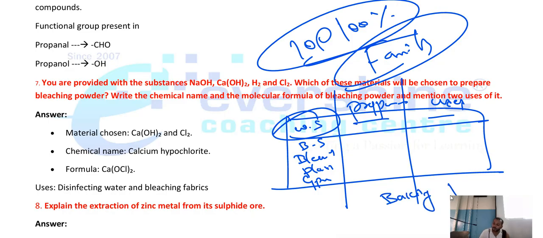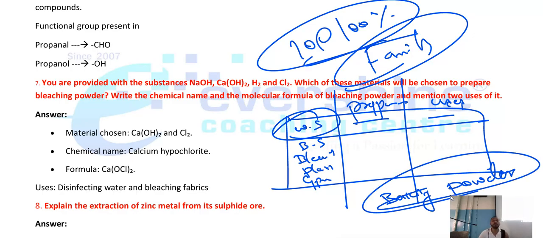Baking powder. Please remember. Where will this topic come? It comes in the baking soda topic only. It comes on the right-hand side of your textbook page. Open the family of salts topic, right-hand side, below, from the bottom.